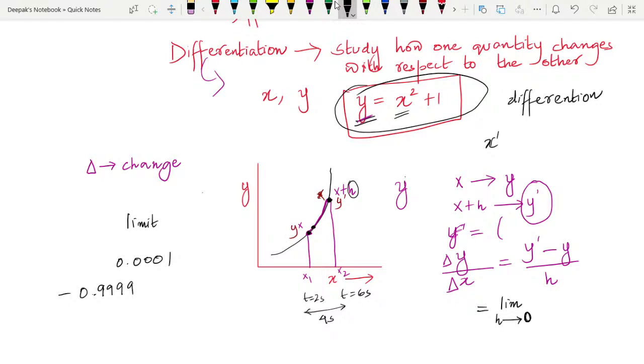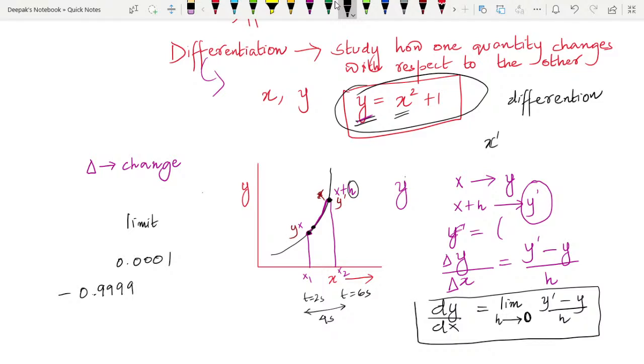So this is what we get in that case: y dash minus y divided by h, right? If I put a limit on this, then this delta can be replaced with dy by dx. So this is differentiation, understand? This is the concept of differentiation, okay?